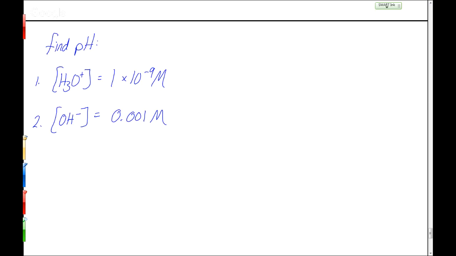For the first one, to add up to 14, right? The pH, which is based on this, and the pOH, which is based on this, have to add up to 14. But if you already have this concentration, then it's just that to get the pH. So for this one, the pH is 9.